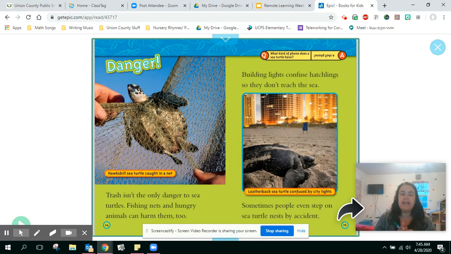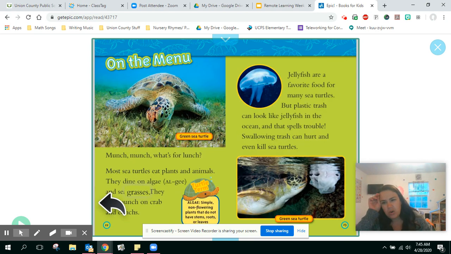So as I go to the next page, the heading says danger. So trash isn't the only danger to sea turtles. Fishing nets and hungry animals can harm them too. Wait a minute, I'm going to go back. So if there's things that are harmful to sea turtles, why would the author tell me about all these things that are harmful to sea turtles? I bet they want me to learn something. They want me to know information.